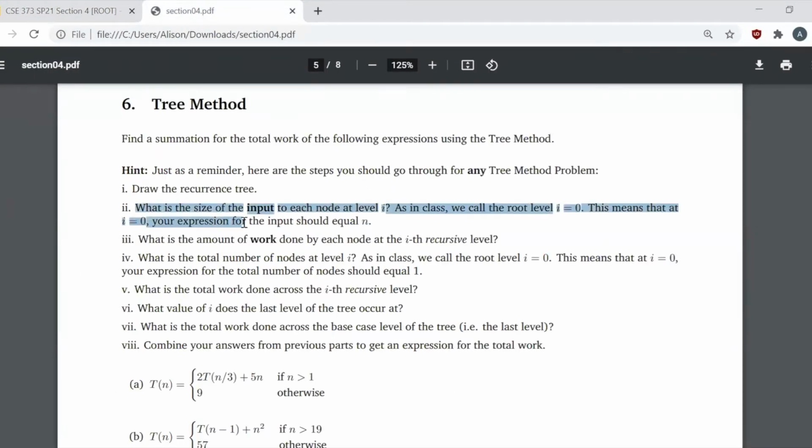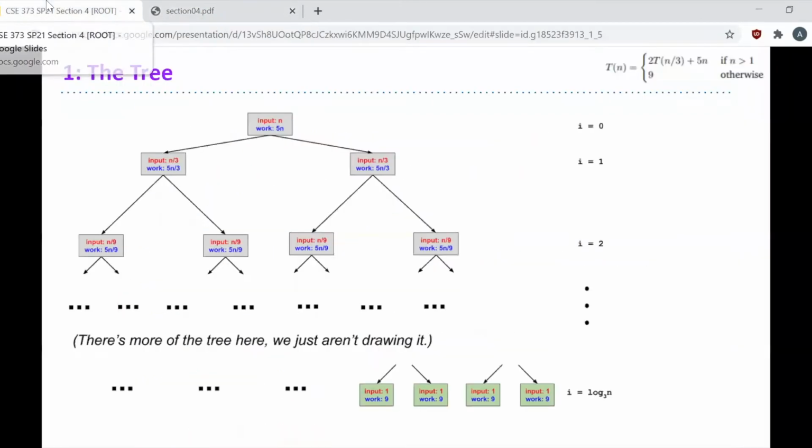Okay, so let's move on to part 2. What is the size of the input to each node at level i? So what is this asking for? This is asking for this top red number. We've labeled it in our nodes, so we just need to relate this level number to this actual value of the input at each node.